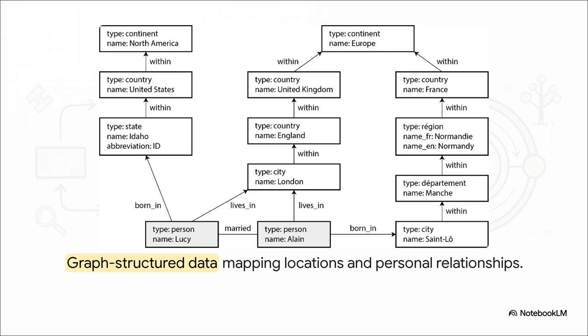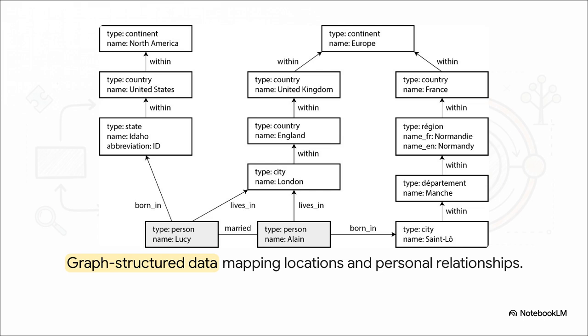You've got Lucy, born in Idaho, which is in the US, which is in North America. Then you've got Elaine, born in St. Lô, France, which is in Europe. They're married and they both live in London. Now, imagine writing a normal SQL query to find out if anyone born in North America is currently married to someone born in Europe, and where they live right now.